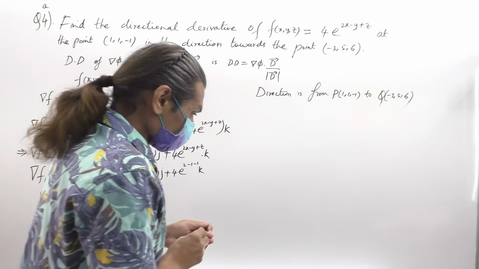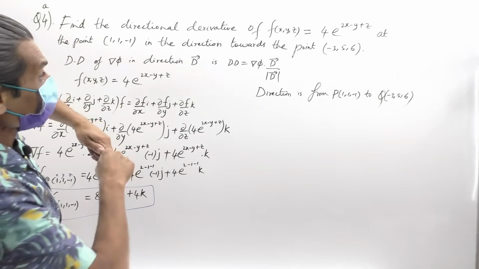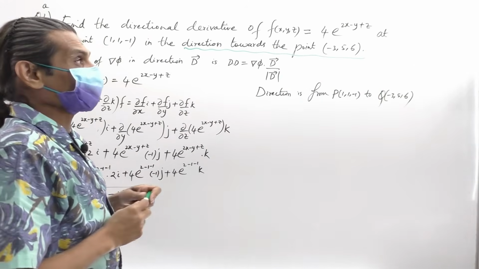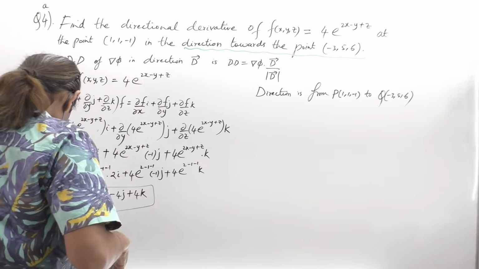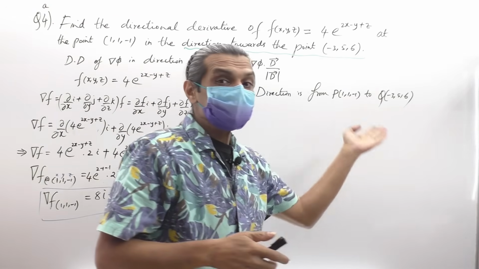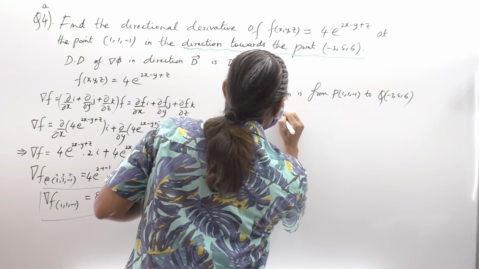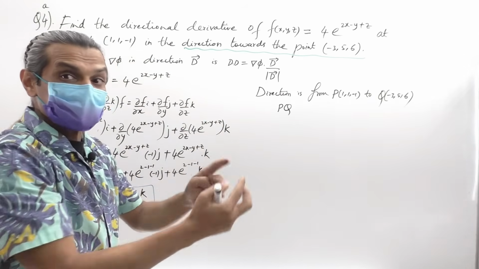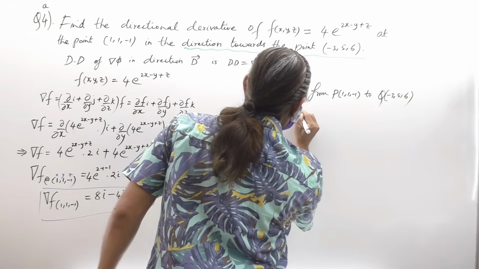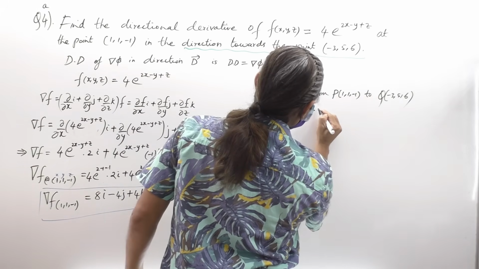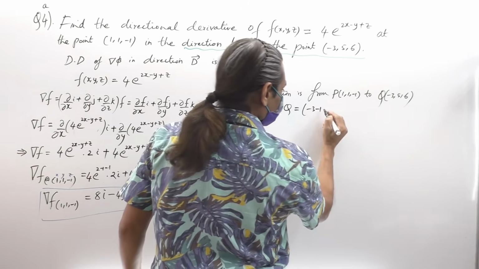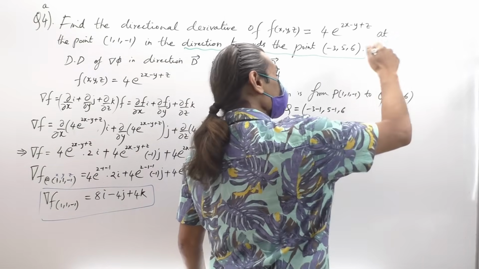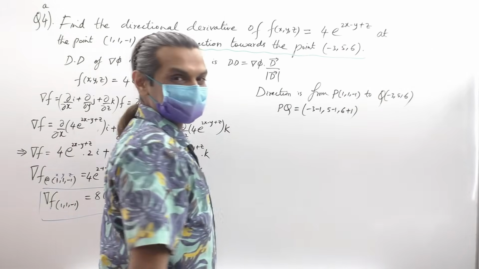Read the question carefully. In the direction towards the point minus 3, 5, 6, very, very important. Don't take directly minus 3i plus 5j plus 6k. I have seen students doing that. See, direction is from P to Q, means PQ. Direction from P to Q between two points. How do you write it? Simple basics. It will be minus 3 minus 1, comma, 5 minus 1, comma, 6 minus of minus 1, plus 1. That's it. Am I right?